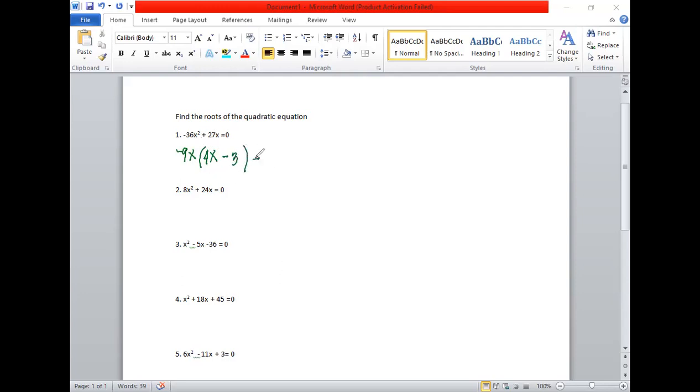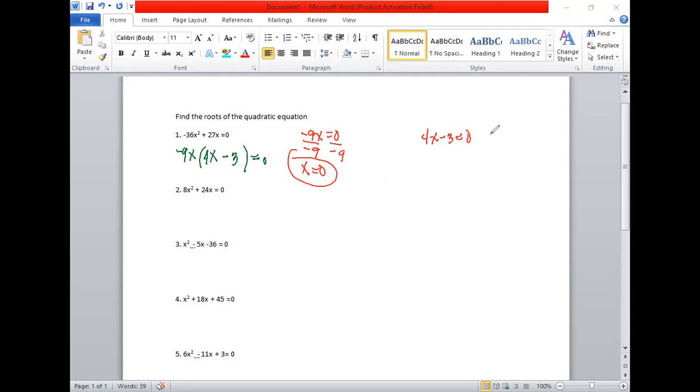And then after getting this, we need to equate them both to 0. So we have negative 9x is equal to 0 and also 4x minus 3 is equal to 0. Okay, so let's solve them. Divide both sides by negative 9. So x is equal to 0. This is the first root of the equation.